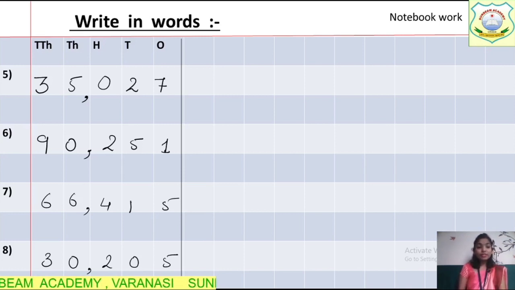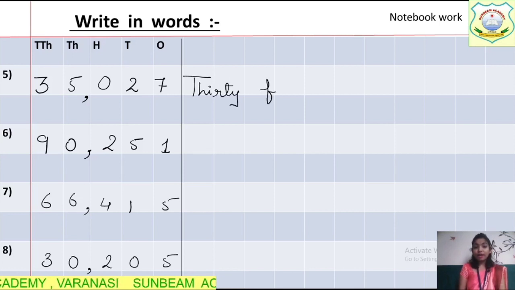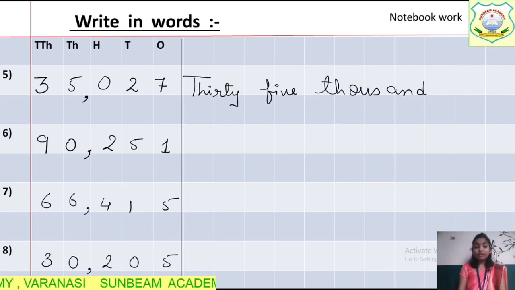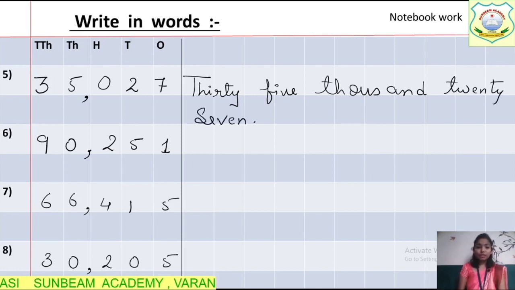Now first is 35,027. See, at the 1000 and 10,000 place what is there? 35. So we will start with 30. T will be capital. THIRTY. 35. Then 35 what? 1000. 35,000. And then we have 2 at tens place. At the hundreds place there is nothing, so we will leave that. Then we need to write 27. Alright. Understood? Now moving to the next.